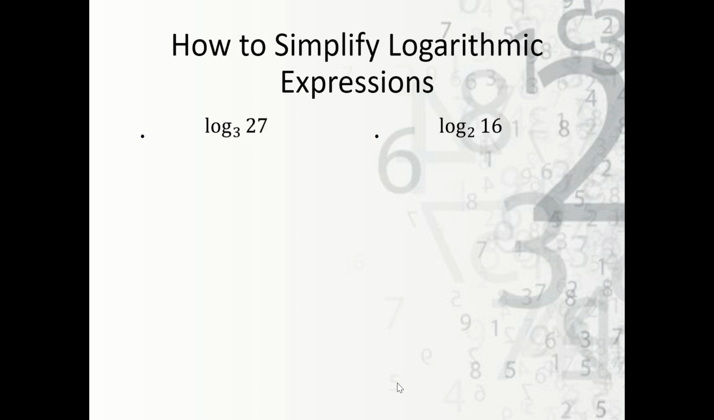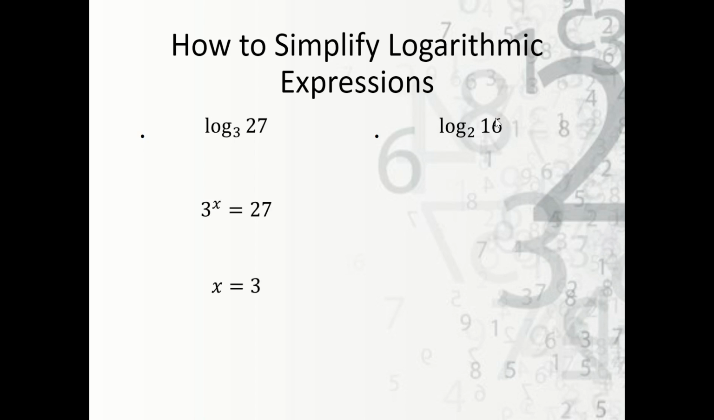All right, so let's actually simplify a few of these. So it says log base 3 of 27. So we're going to rewrite that as 3 to the x power is equal to 27. We don't know what x is yet. So we're saying that 3 times itself a certain number of times equals 27. Well, in this case, we can see that 3 times 3 times 3 equals 27. So that's 3 to the third power. So in this case, x equals 3.